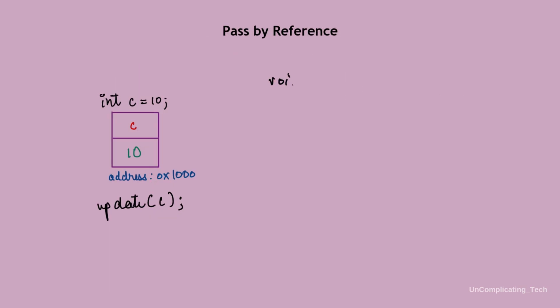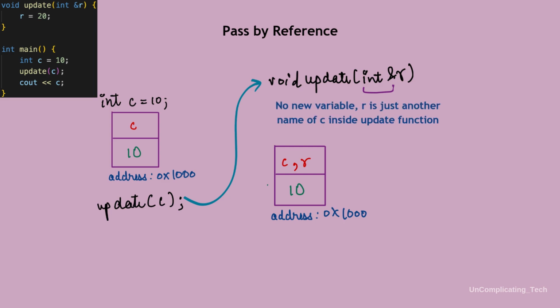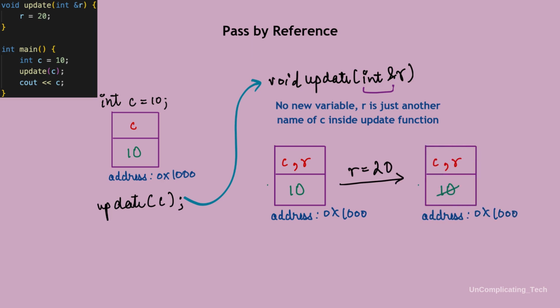In pass by reference, the function directly accesses the original variable inside the function, and no separate copy is created. Let's look at this example. When update function is called in main, no new copy is created, and R acts as an alias to the same memory inside the function. Thus, changing R means changing C. So when R is changed to 20 and the control goes back to main, the value of C is printed and 20 comes as output.